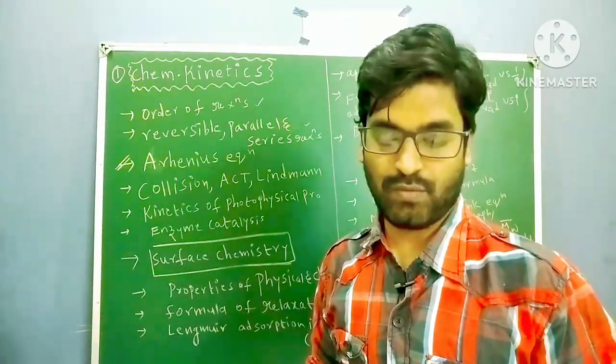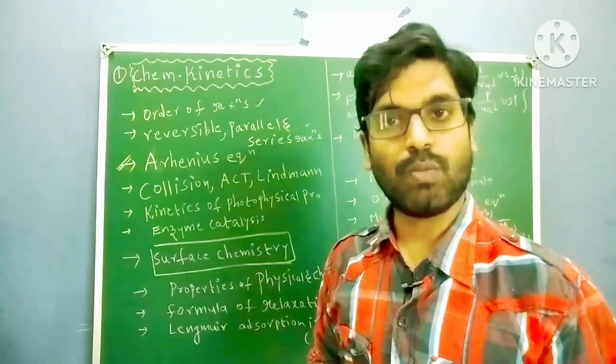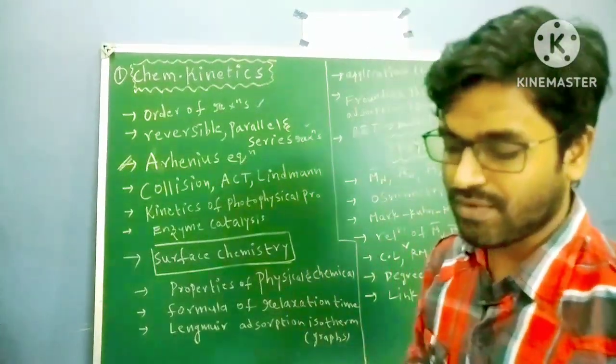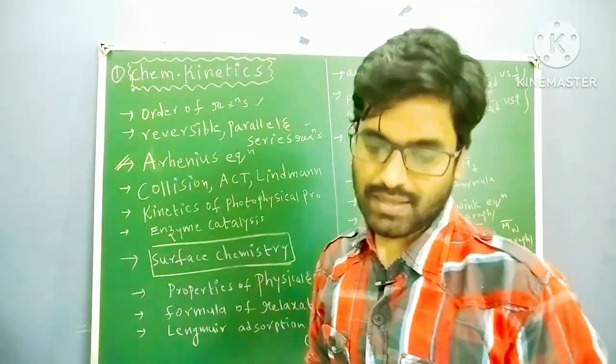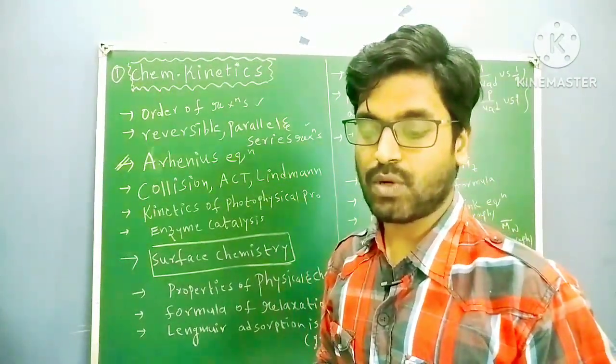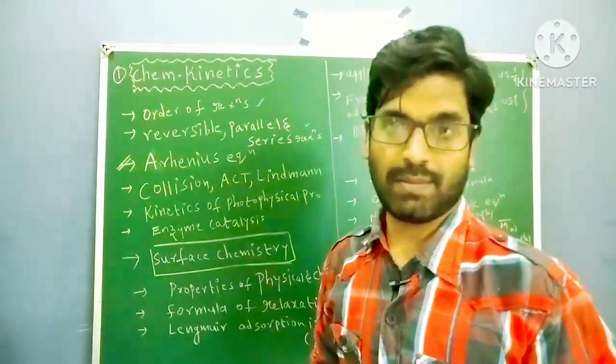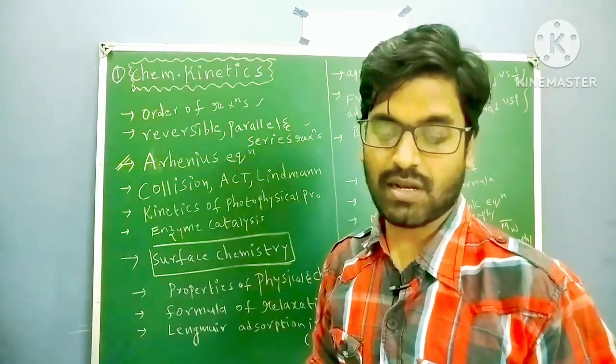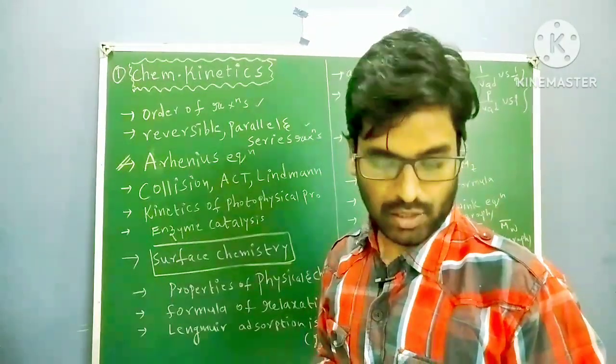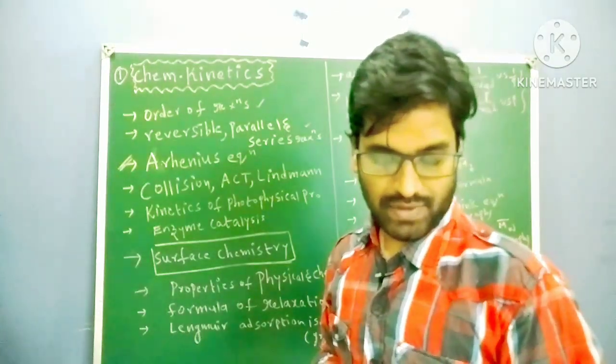T half 1 by T half 2 equals A02 by A01 whole power n minus 1. Very important formula, don't leave that. And remember the general formula: Kt equals 1 by n minus 1 into 1 by a power n minus 1 minus 1 by a0 power n minus 1. This is the general equation for the order of reactions. Okay, so these are very important.